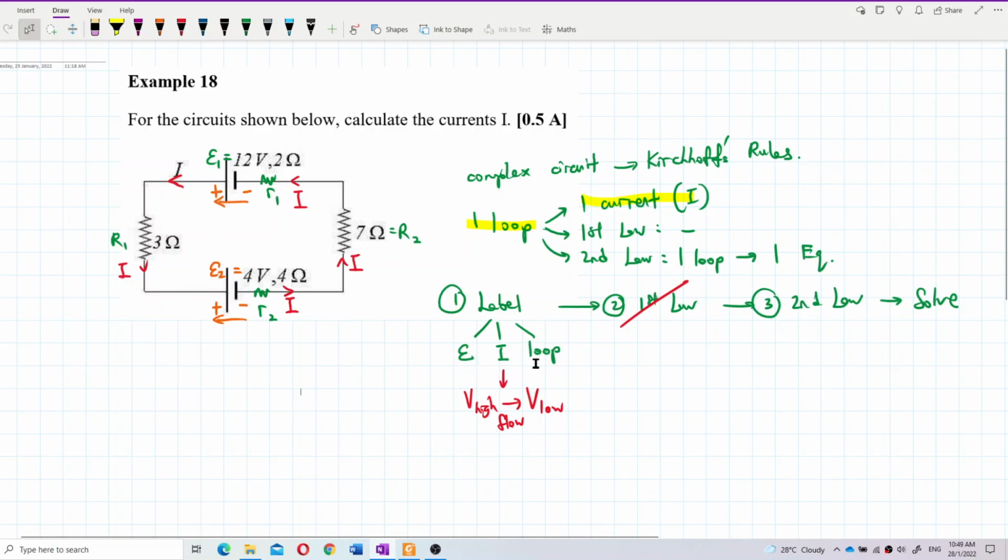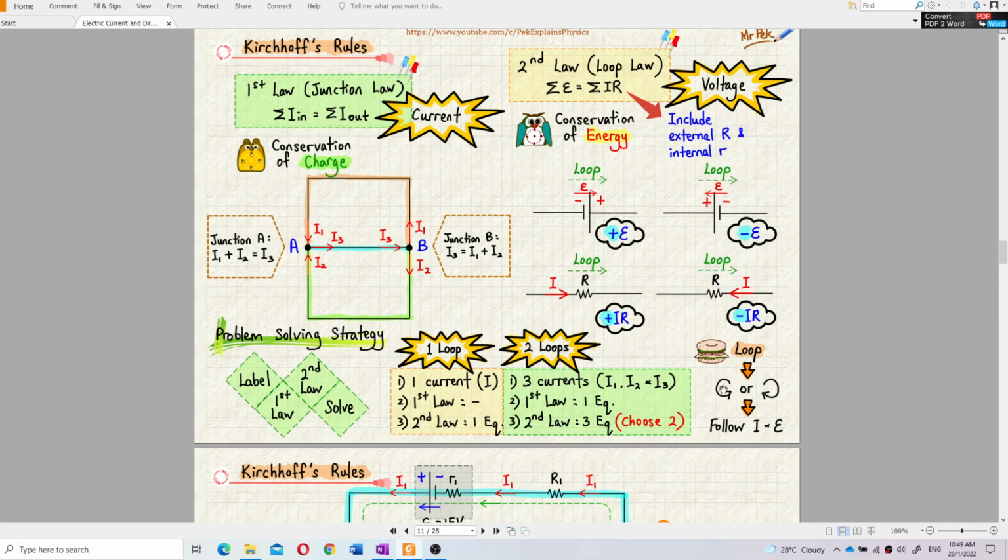Now I need to label the loop direction. So the loop direction I need to choose. Normally the loop direction follows the direction of the current and follows the direction of the EMF. Why do we need the loop direction to follow the current or EMF? So that we can get as many positive values as possible.